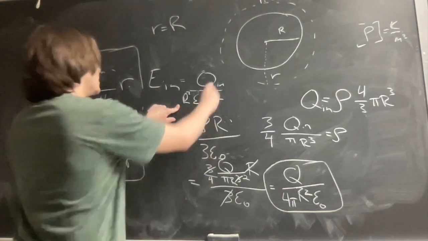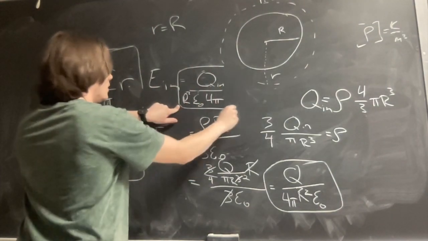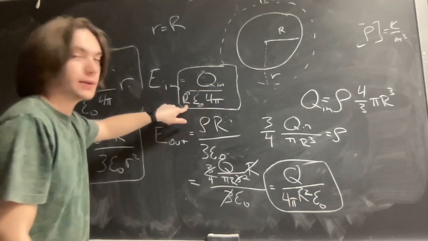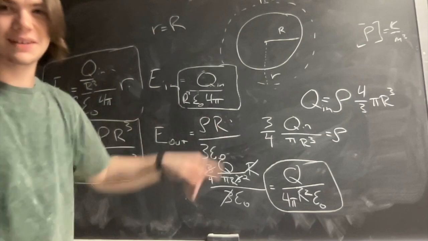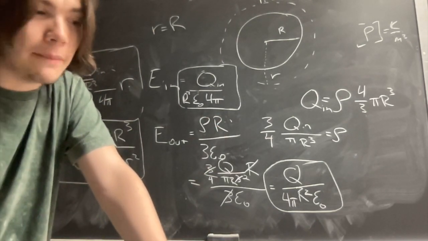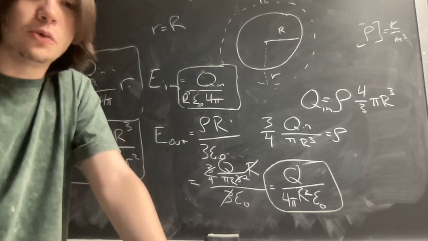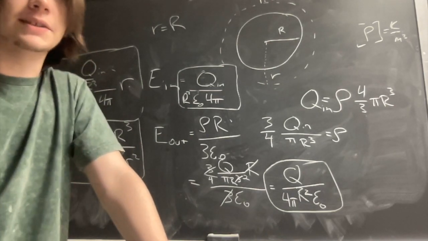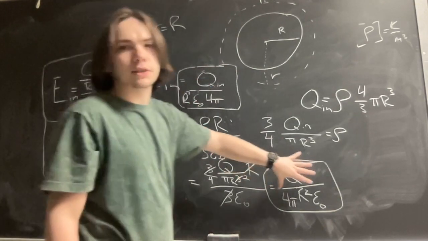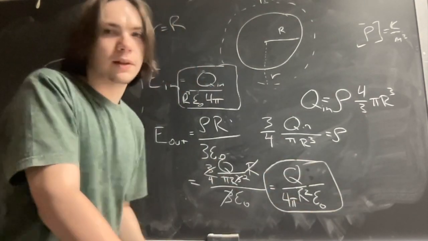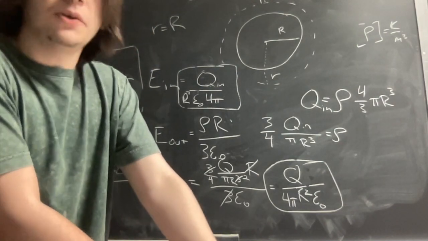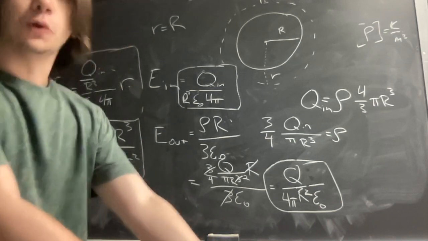Look at this. Q over 4 pi R squared epsilon 0. They both work. It's crazy. I mean, I don't see why they wouldn't both work, but the fact that they both work is insane. And you might be asking yourself, well, this is Q in, so isn't that going to be less than the total Q? Well, remember, we're doing it where little r equals big R. So Q in, when little r equals big R, is just all the Q.